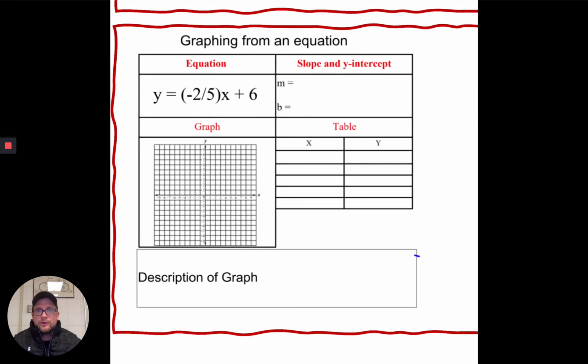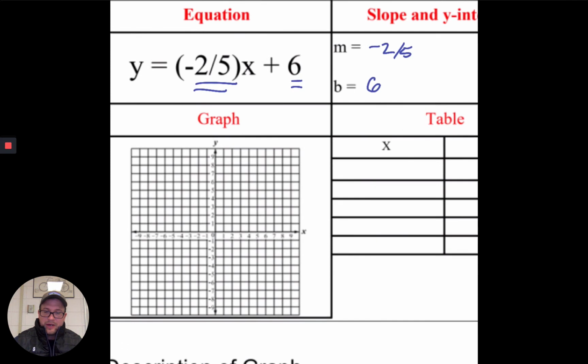Here's another one for you. Again, this thing is in slope-intercept form. Y is equal to mx plus b. So our b value is pretty clear to see. That's going to be 6 here. That came from right here. And our m, our slope, is going to be sitting right over here. So our slope is a -2/5. Okay, great. So let's go to our graph now and try to graph that.